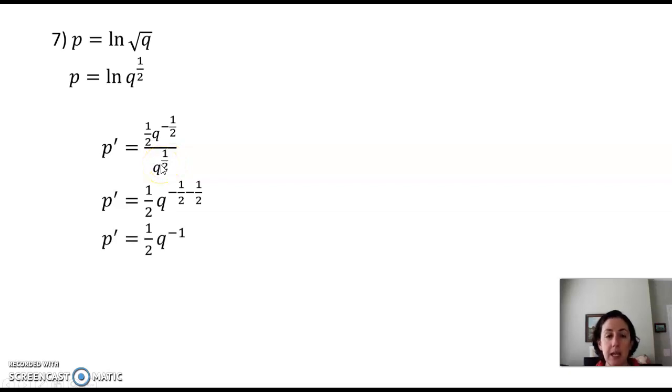To get rid of that negative exponent, I'll move it to the other side of the fraction bar, and that becomes 1 over q. So I have 1 over 2 times 1 over q, or that my derivative was 1 over 2q. Now that was a lot of work.